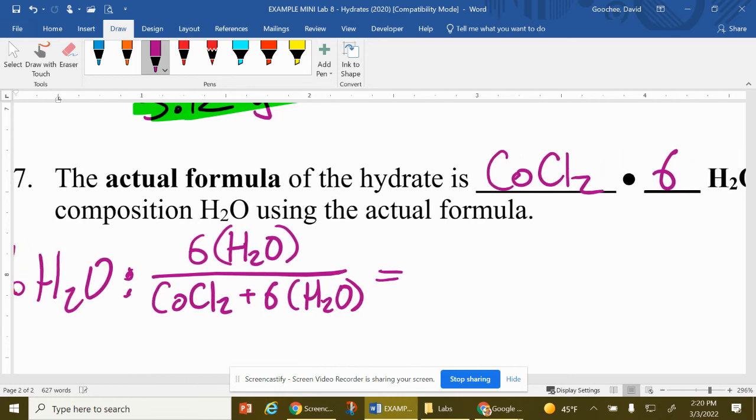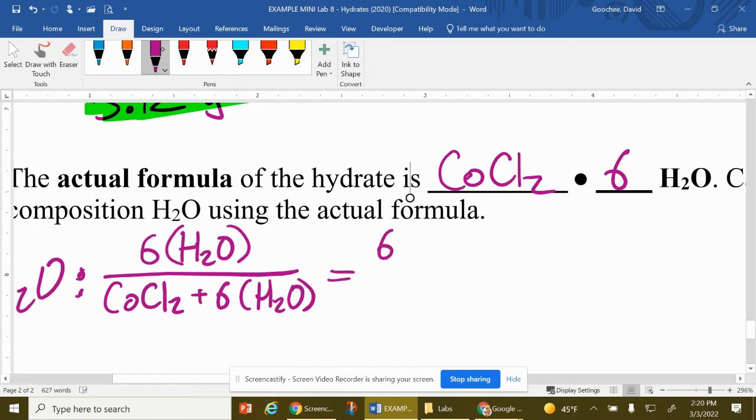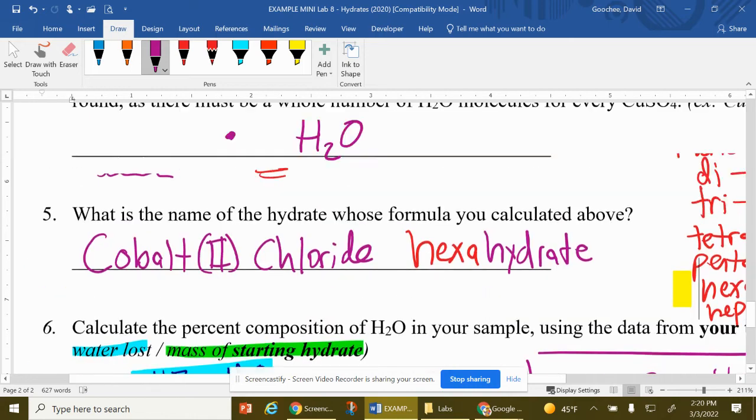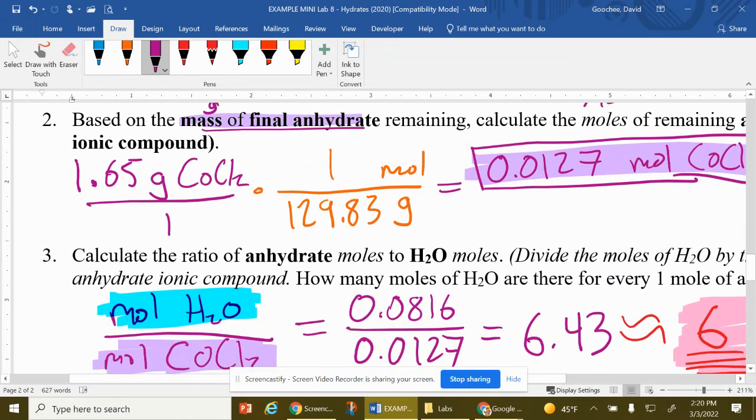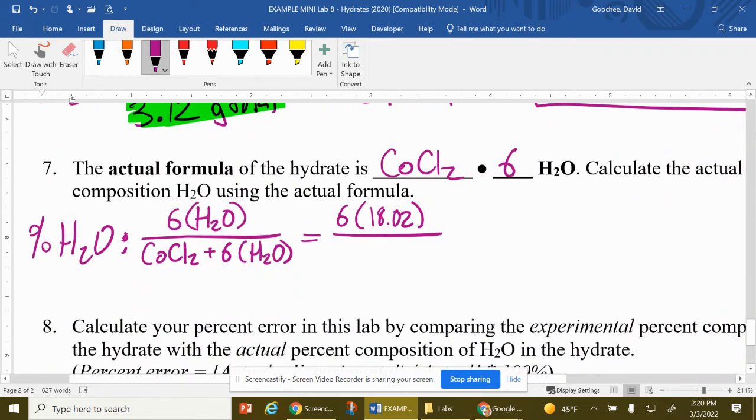So let me calculate this now. So 6 H2Os, that's 6 times 18.02. That goes on top. And on the bottom, we've got CoCl2, which is what? What is it? 129.83 plus 6 times 18.02. All right, very good. So again, it's the part divided by the whole.